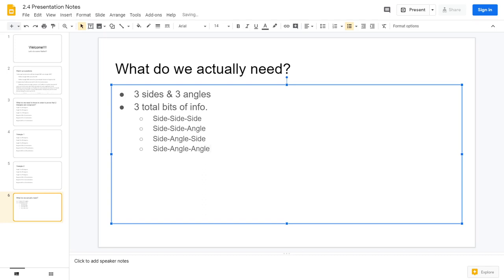We could have a side and two angles going around our triangle. We could have an angle and a side and then another angle. Or we could also have three angles. Those are the possible three bits of info that we can have. We could have all three of our sides, side 1, side 2, and side 3.